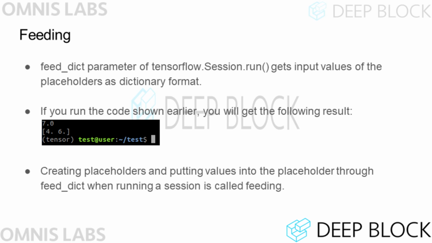Once the model has been built, you can use session to get the model's calculation results. A placeholder can get data using a technique called feeding. Feeding refers to passing dictionary data to a parameter of the session run method. For example, if you want to assign 3 and 4 to 2 placeholders A and B, define the dictionary as in the code in line 10 and pass it as an argument to the feed_dict parameter.